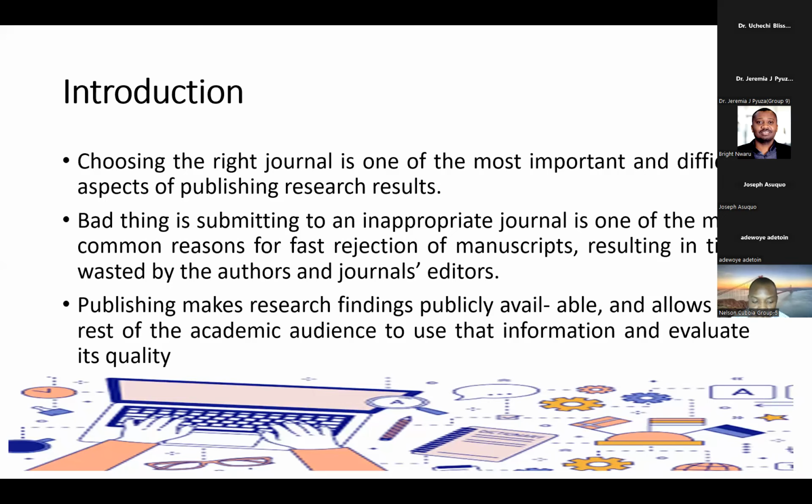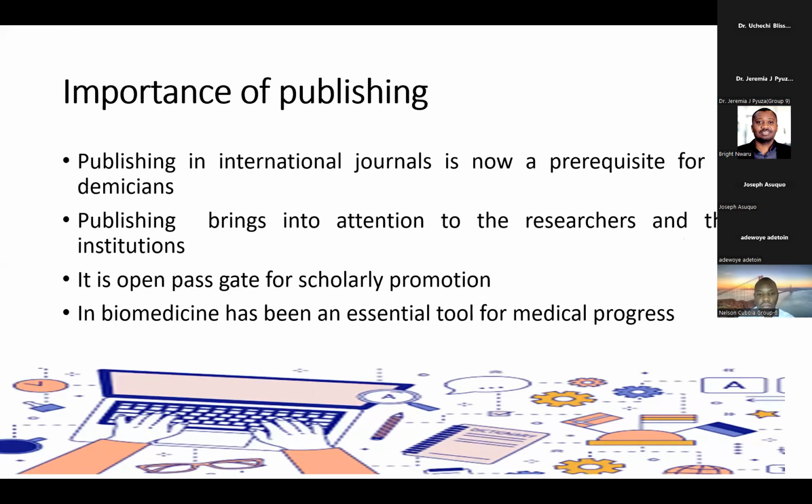Publishing also makes research findings publicly available and allows the rest of the academic audience to use that information and evaluate its quality. Therefore, if you don't publish, then you are doing something wrong. So what is the importance of publishing? Publishing in an international journal is now a prerequisite for academicians, especially for promotion. But publishing also brings attention to the researchers and the institutions. When you publish, the institution is well known, and the publisher is also well known to other people.